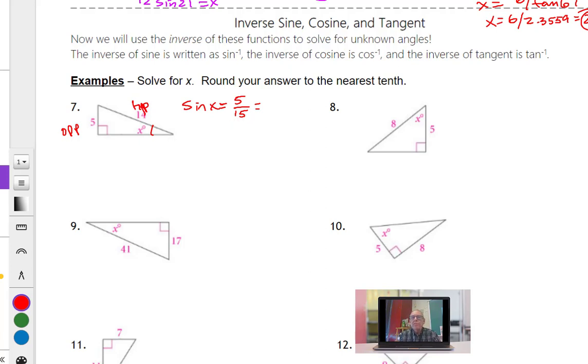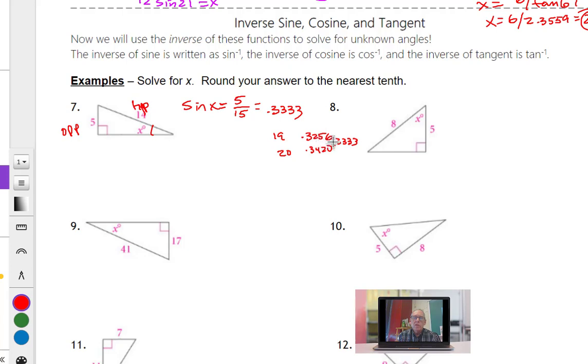So 5 divided by 14 is 0.3333 to four places. If we go to our table and look down the sine column, we have 0.3256 for 19 degrees. And we have 0.3420 for 20 degrees. And 0.3333 is in between those.